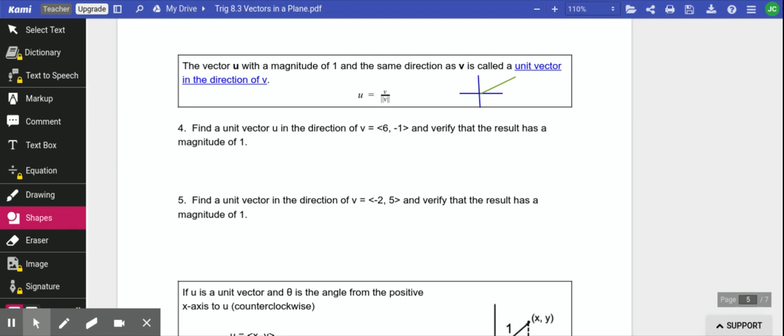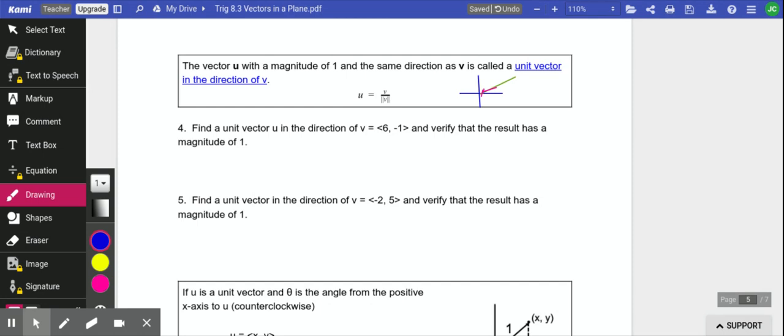So let's say this green thing is our vector v, and we might want to scale it down to have a vector that's going in the same direction, but that only has a magnitude of 1. The way we do that is we take our vector v and we divide by the magnitude, and that's going to scale that vector down to this little pink one here. Okay, so a vector going in the same direction, but with only a magnitude of 1.